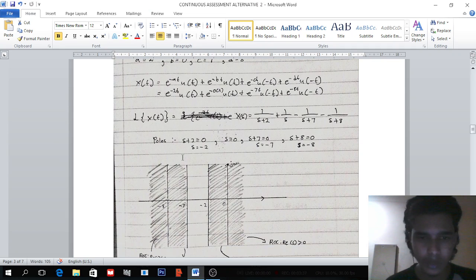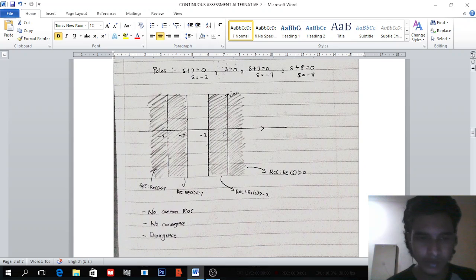As for the poles, s plus 2: if we change it to a pole, it would be s equals negative 2. Next, s equals 0. Next is s plus 7, it will be s equals negative 7. Next, s plus 8, it would be s equals negative 8.